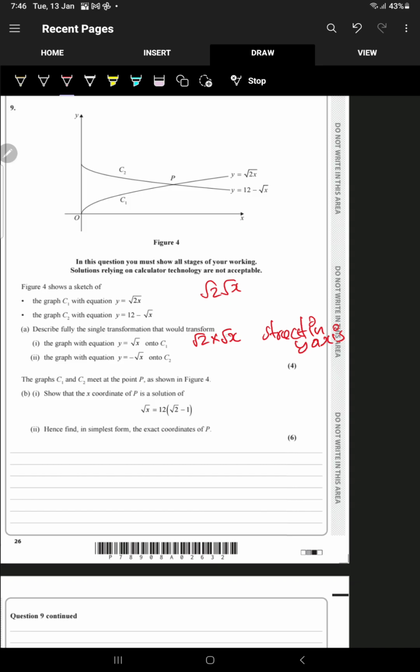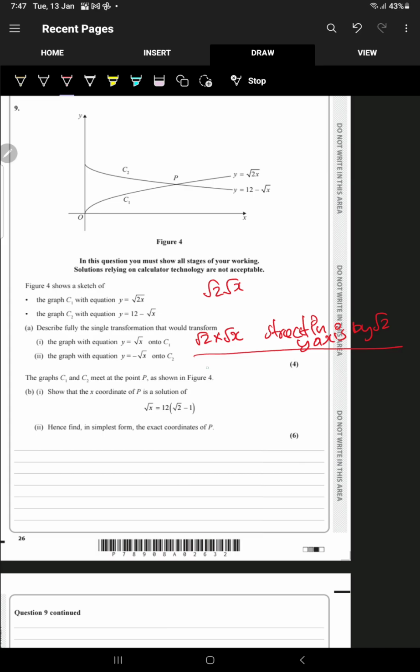And the graph with the equation minus root x onto C2, all right, so this would be a translation by plus 12 units in the y-axis, because it's outside the x. All right, nothing much here.